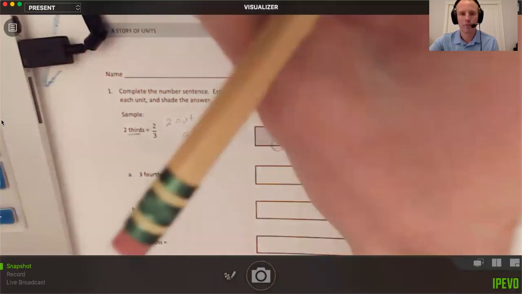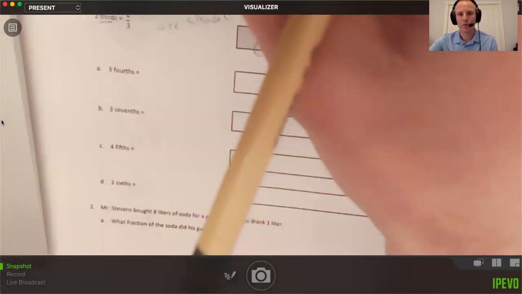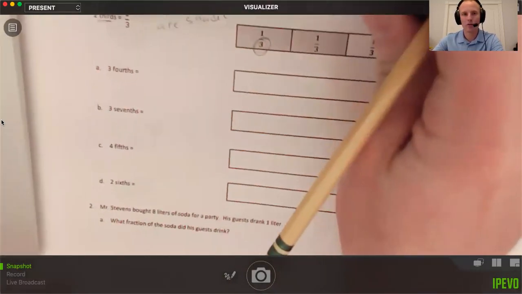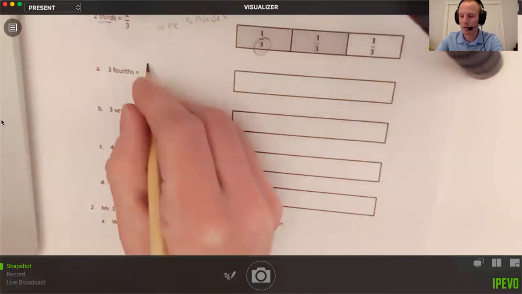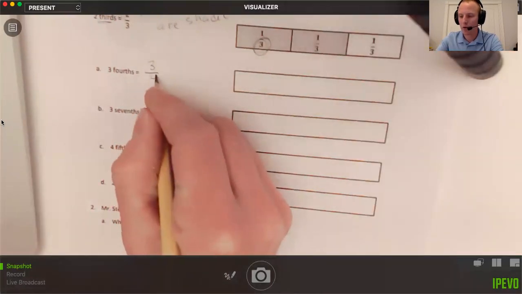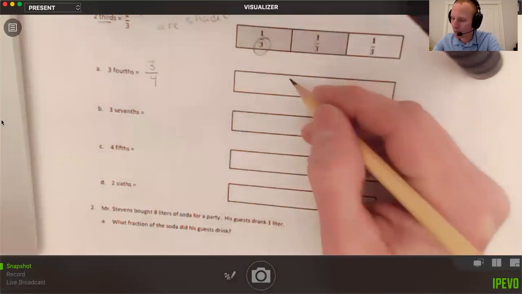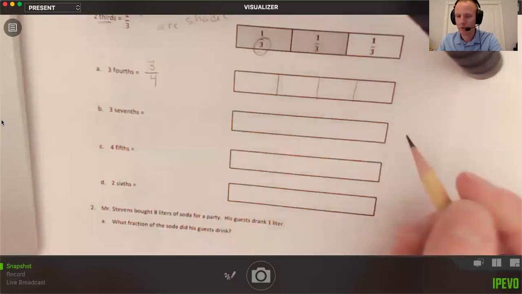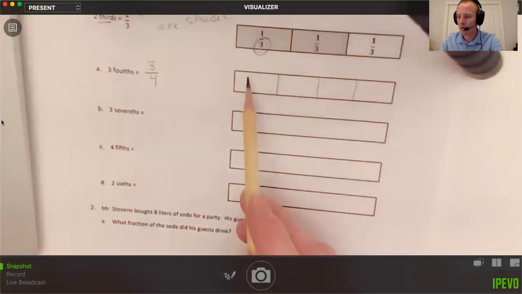So let's look at the next one. Go down a little bit. 3/4. So my first job is to write the fraction for that. Well, that's 3/4. And then I split this into 4 equal parts. And I'm going to shade in 3 of them.